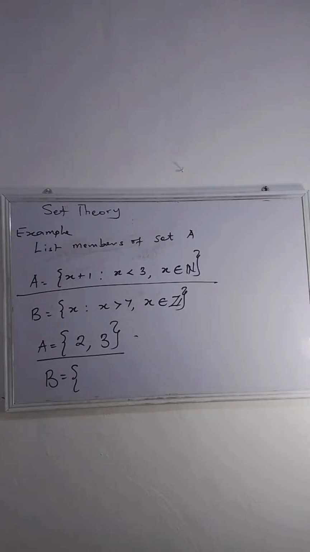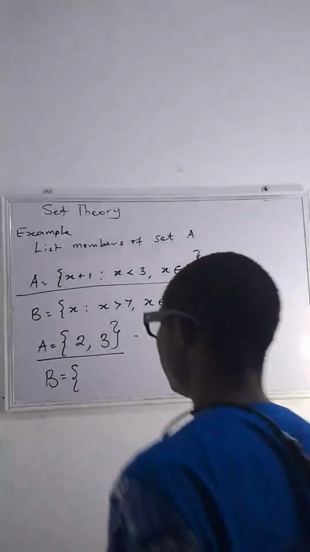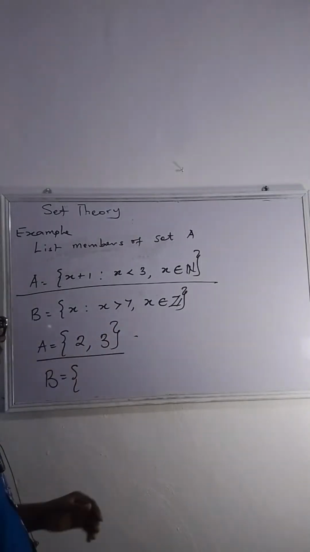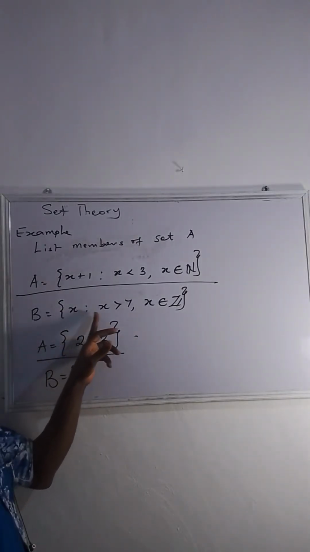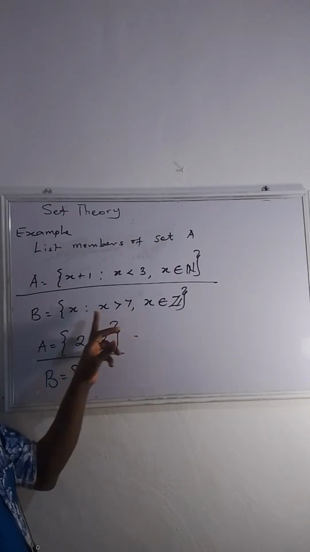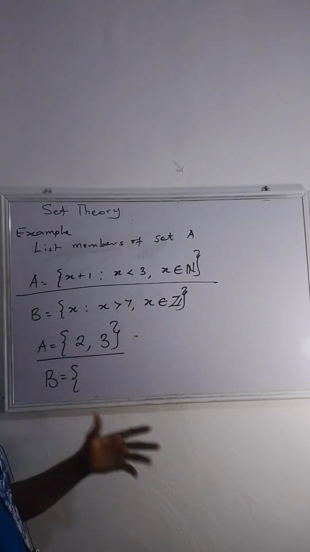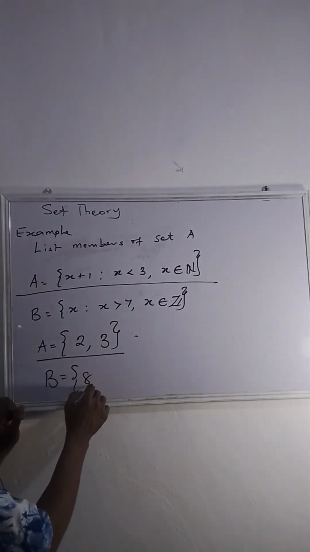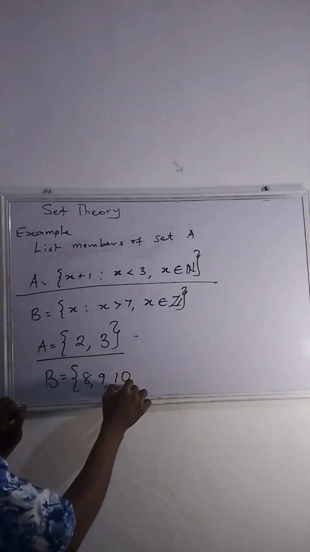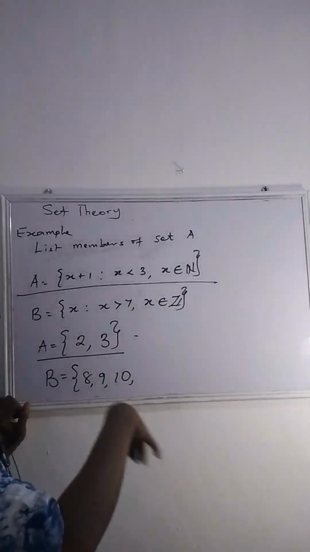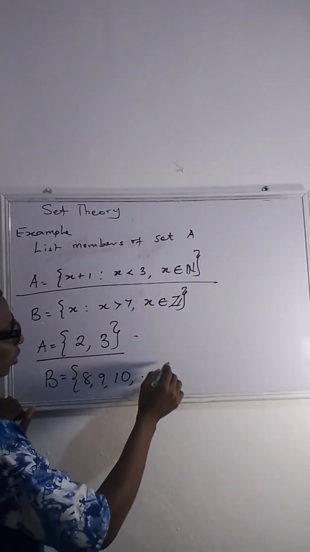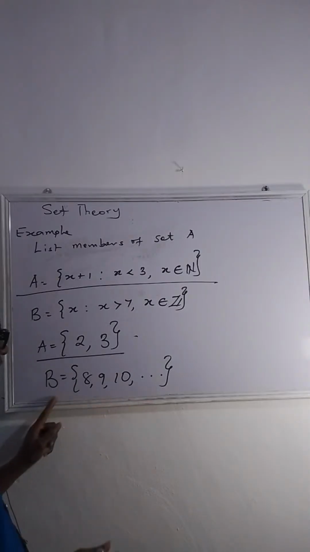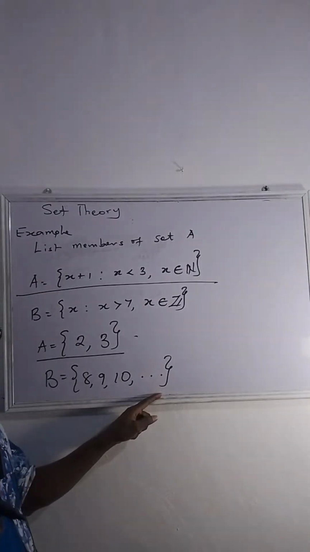All right. Okay. So now I can see that many of us are doing fine. Now, members of this set, set B. This is the set of x such that x is greater than 7. Now, integers that are greater than 7, they are 8, 9, 10, 11, 12, and so on. So you put dots. So it's an infinite set. So this is the correct answer. Those of you that have it this way, you can give yourself a round of applause. That is very good of you.